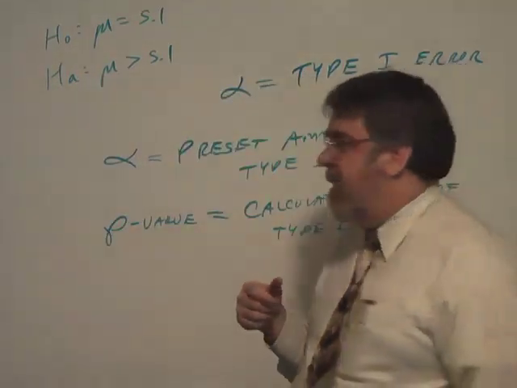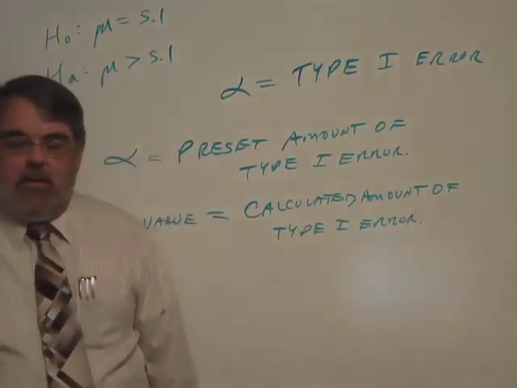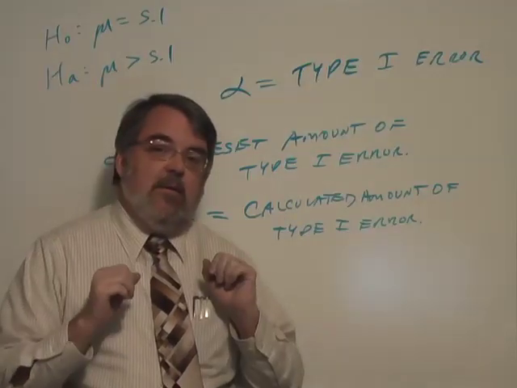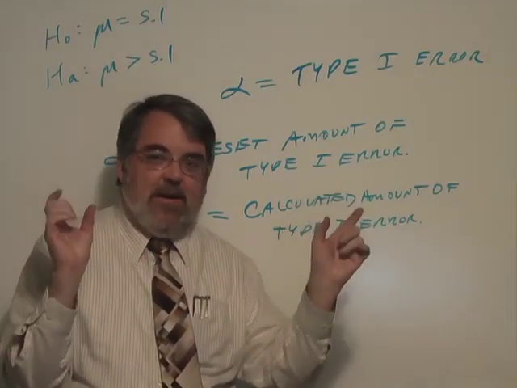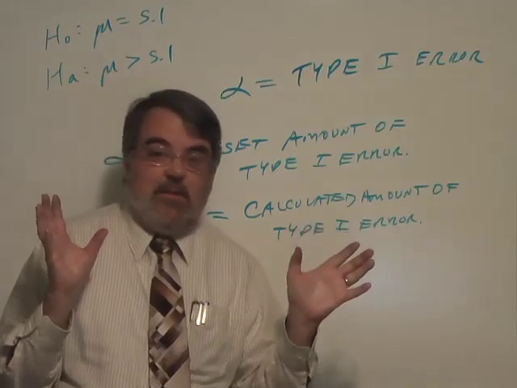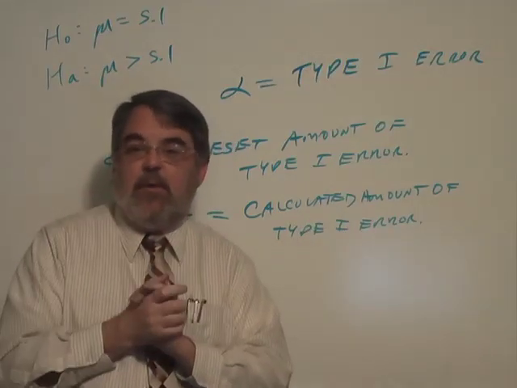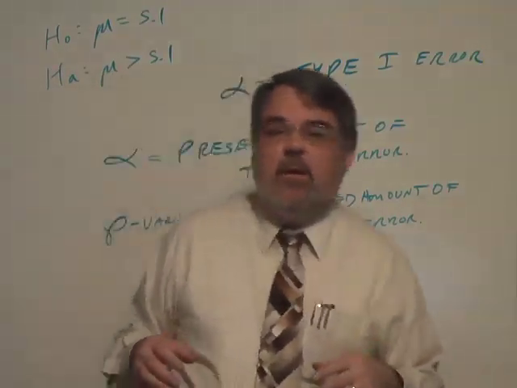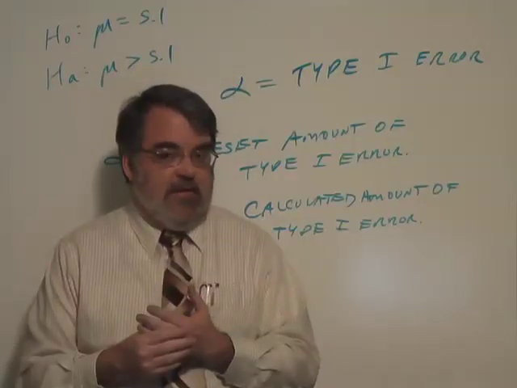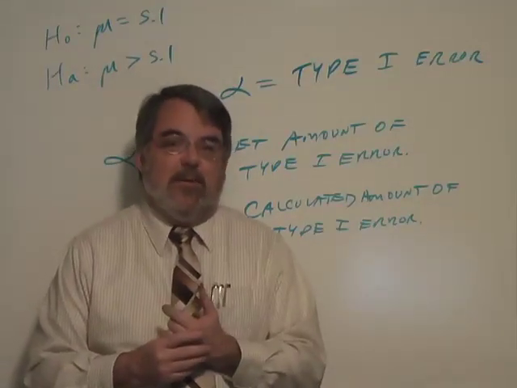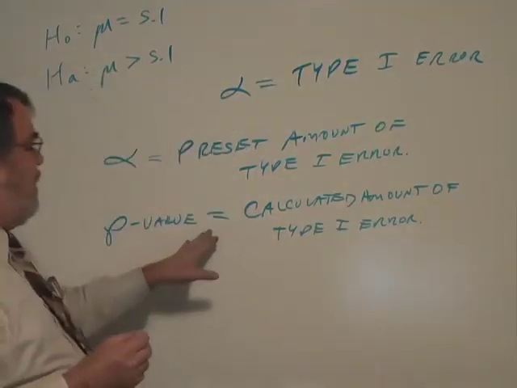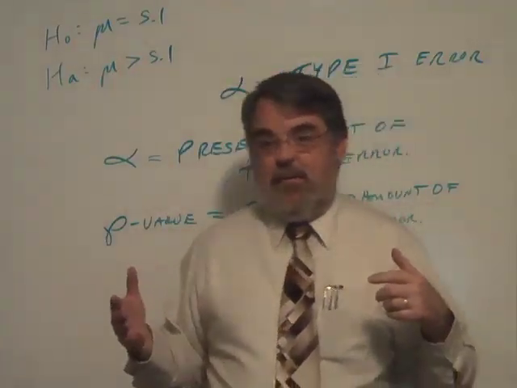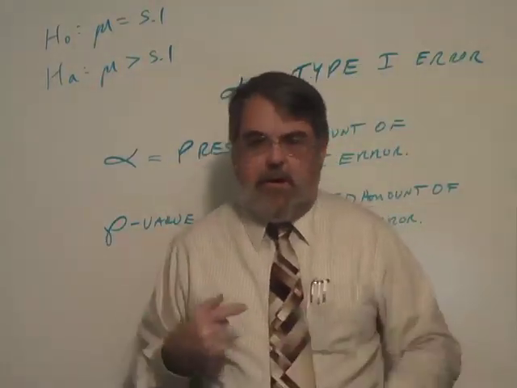Let's elaborate on that. The alpha in confidence intervals, we preset that. We said, okay, with 95% confidence, we accept that there's a 5% chance we're going to be wrong in our estimation. We decided that beforehand. That was the standard we were going to use. In hypothesis testing, however, at least what's called modern hypothesis testing, we calculate the type 1 error. And so that's why I say the p-value is the calculated amount of type 1 error. It still may not clarify for you what is type 1 error. Let's go over that again.